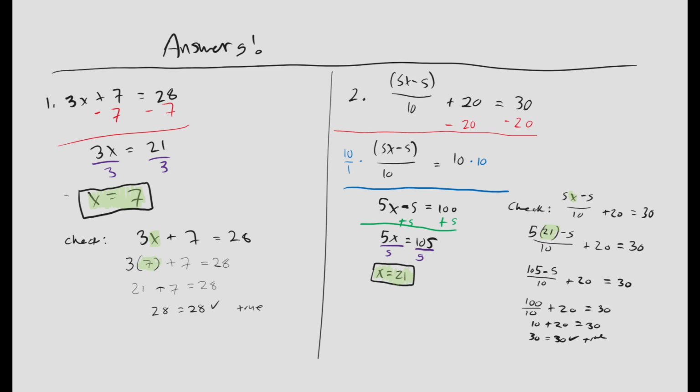Once I've got x equals 21, I will then plug in 21 to the original equation to check the answer. So I've got (5x minus 5) over 10 plus 20 equals 30. I plug in 21 for x. It'll be 5 times 21 first, which will make 105 minus 5 over 10 plus 20 equals 30. 105 minus 5 is 100 over 10 plus 20 equals 30. 100 divided by 10 is 10. 10 plus 20 equals 30. That is true. You got the correct answer, which is 21.